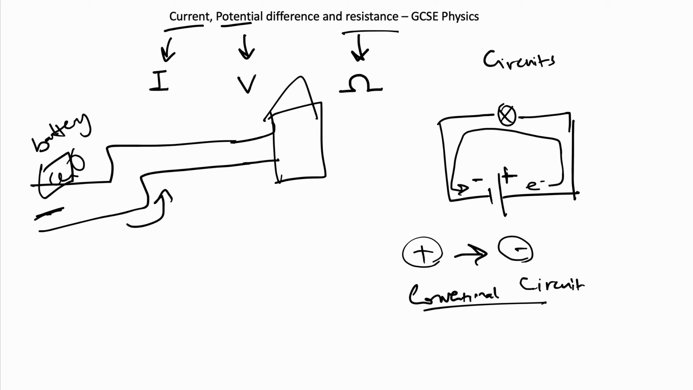So let me try to explain this in a more simple way. Let's start with current, right? Current is measured with the unit amps, and it has the symbol A. Current has the symbol I, by the way.